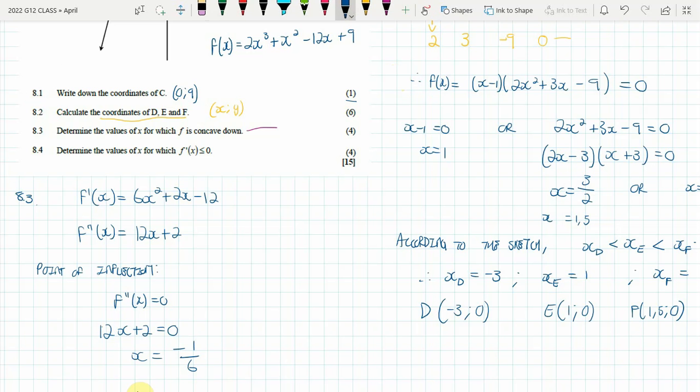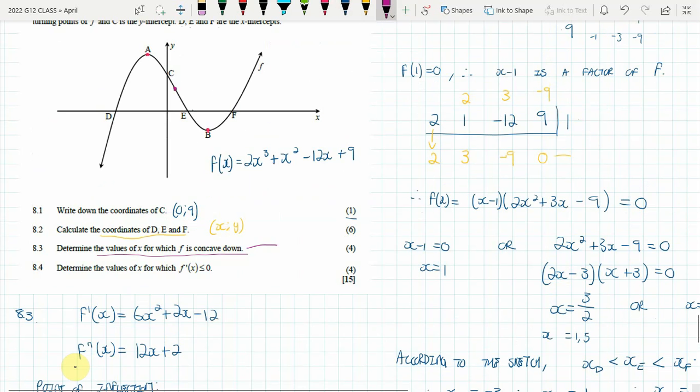Okay, yeah, this is the point of inflection. Now remember what the question was. The question wanted the values of x for which f is concave down. Now we have the x coordinate of the point of inflection. Now what can you say regarding the values of x for which the graph is concave down? It's -1/6. It's very close to the origin but not quite there. So yeah, it's somewhere there. These graphs, their scale is off sometimes.